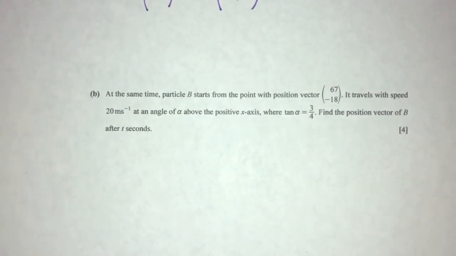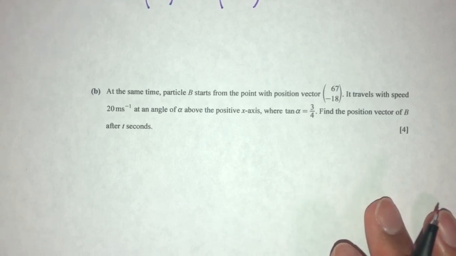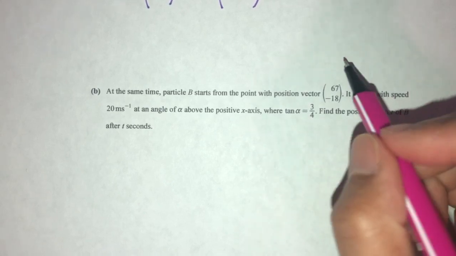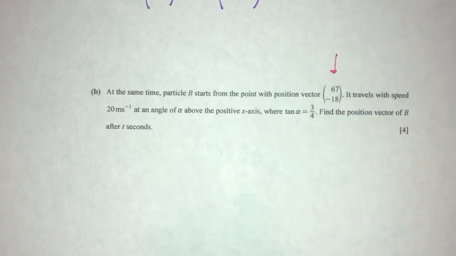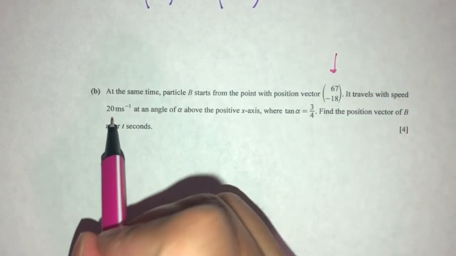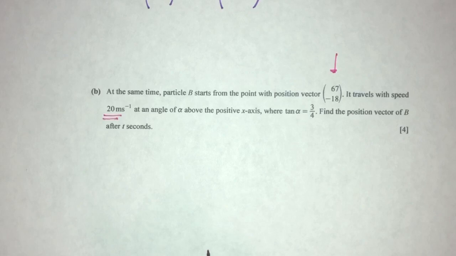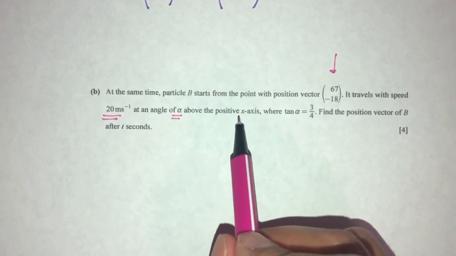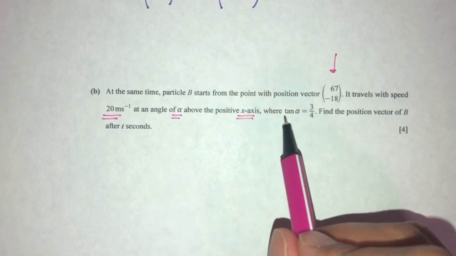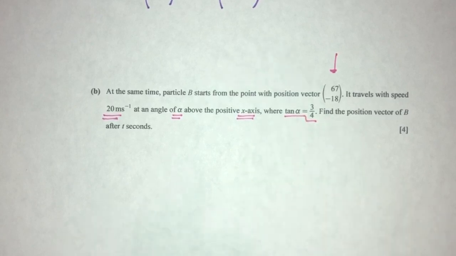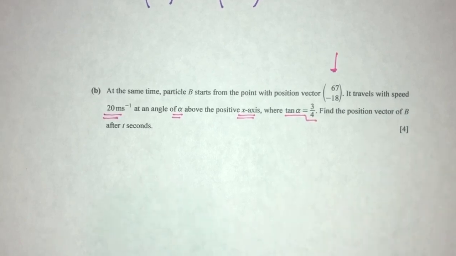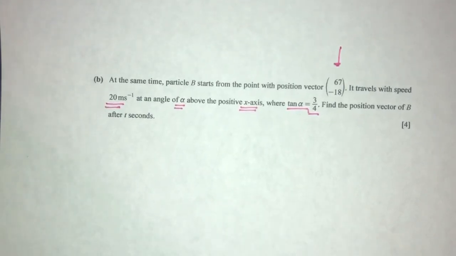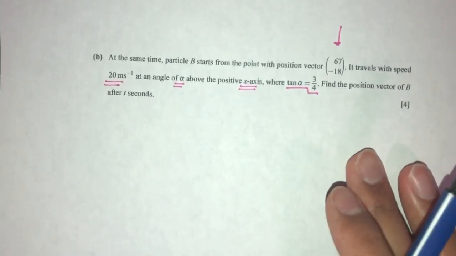Now let's move on to part B. So at the same time, we have a particle B starting from this point. So initial position is this one here for B. It travels with the speed of this, so speed at an angle of alpha above the positive x-axis, where tan of this is this. So find the position vector of B after t seconds. So again, it's the same process. So we have to just kind of use our knowledge here.